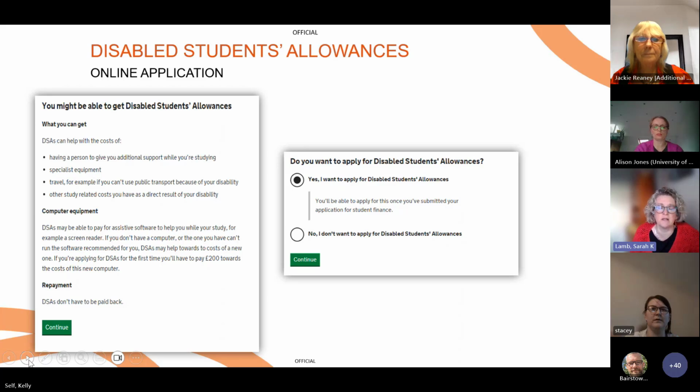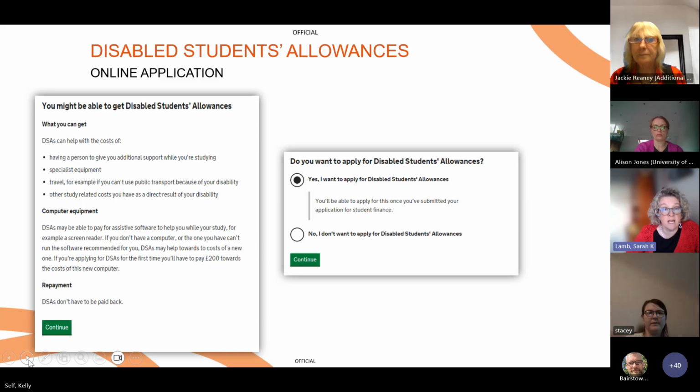So on this slide, this is what it looks like online. And it explains a little bit about who can apply. Like Jackie says, anyone that has a disability or a medical condition that impacts on your ability to study, and that condition just needs to have lasted 12 months or will last at least 12 months. So that can include things like long COVID or a cancer diagnosis.